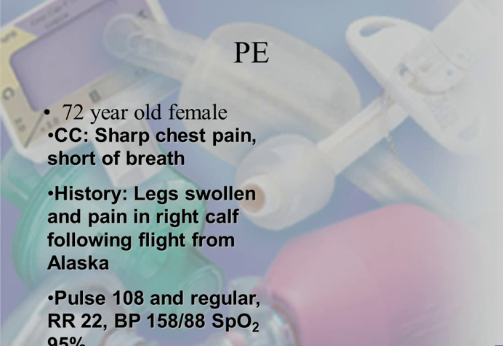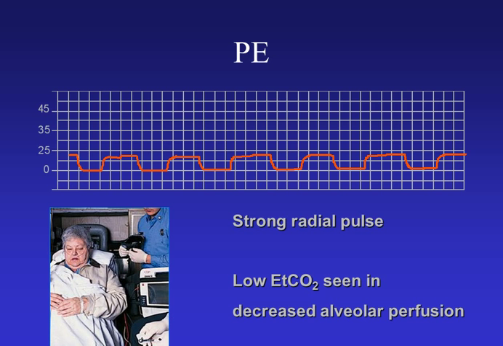All right, so we get the 72-year-old female who is complaining of sharp chest pain and shortness of breath. Her legs are swollen and she has pain in the right calf following a flight from Alaska. So ding, ding, ding, ding, ding. It's a problem. Her pulse is 108 and it's regular. She's got a respiratory rate of 22. Her blood pressure is 158/88, so it's high. And her pulse oximetry is 95. So, we got strong radial pulses, a low end-tidal CO2 is seen in a decreased alveolar perfusion.